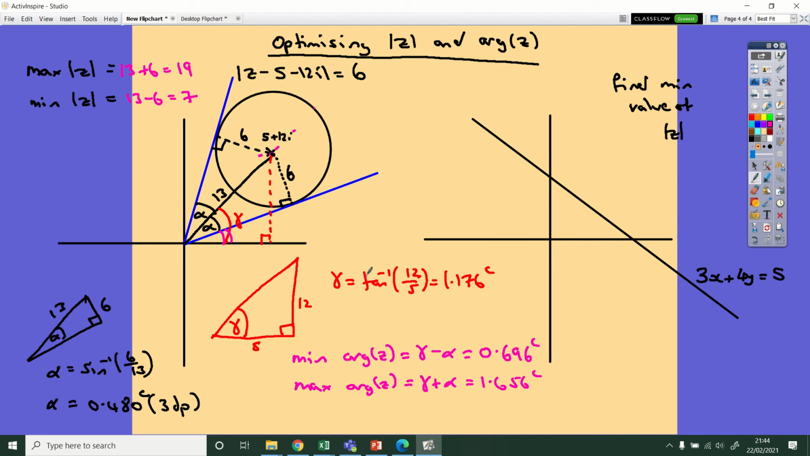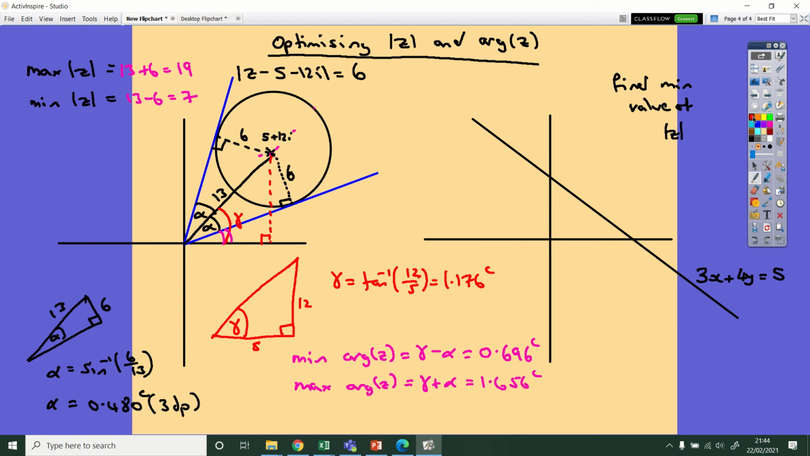Okay, finishing off then, I've got a second example that's got a line locus this time, and I want the minimum value of the absolute value of z this time. Bear in mind there is no maximum value because this extends off to infinity in both directions. You're not going to get a maximum value. The line though is 3x plus 4y equals 5.